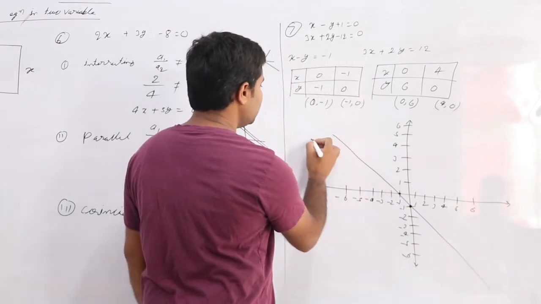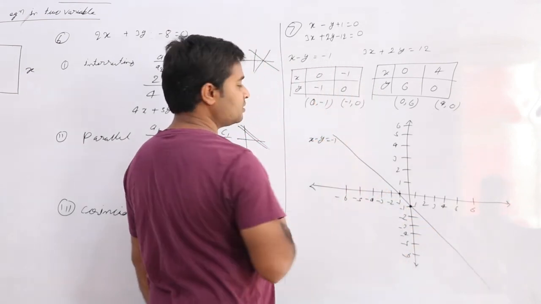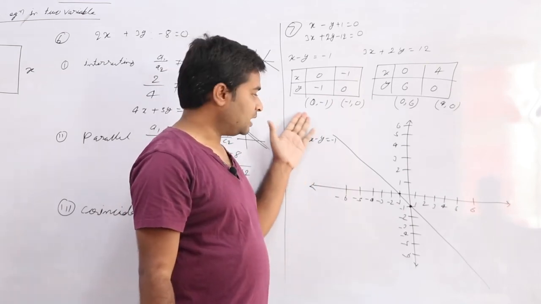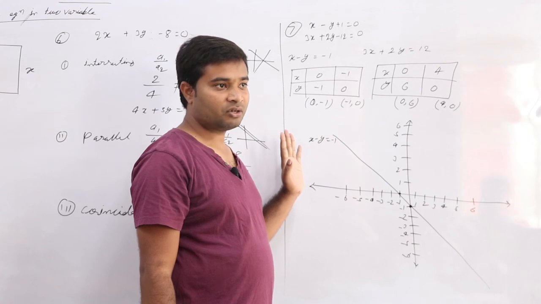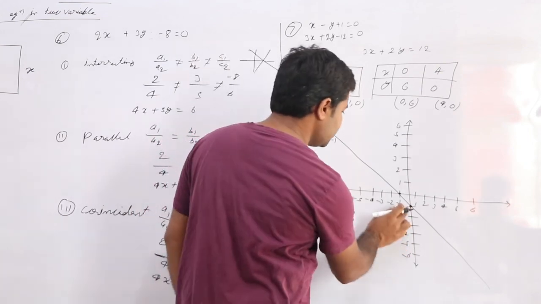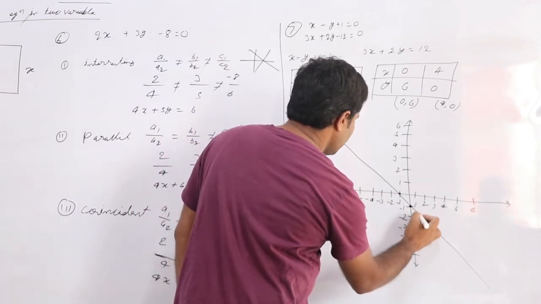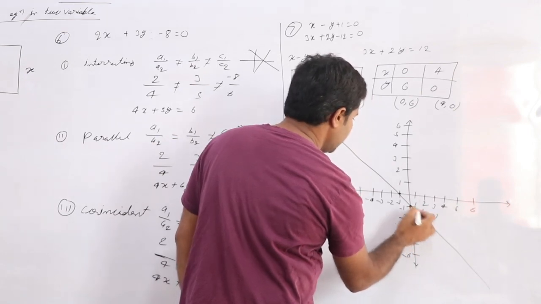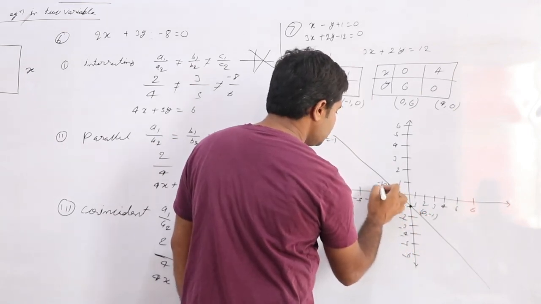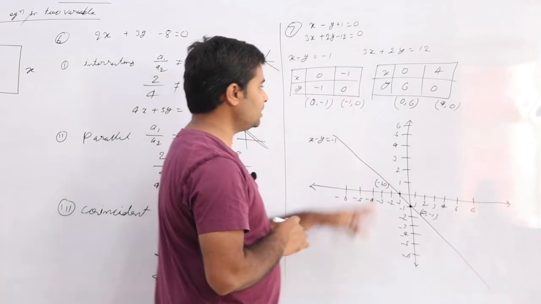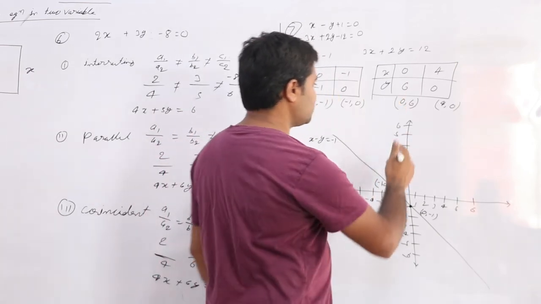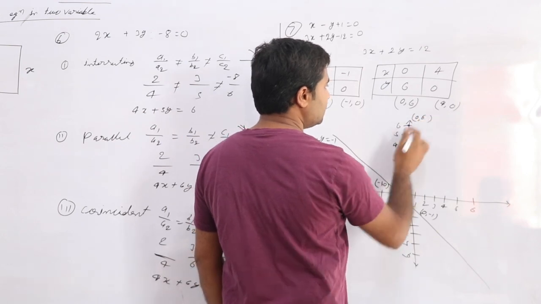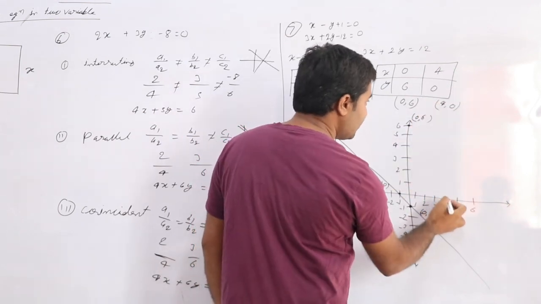What do you write here? x minus y is equal to minus 1. In the last question, if you couldn't learn, so I represented it properly here. Just write the coordinates here. What is this coordinate? 0 comma minus 1, and this is minus 1 comma 0. Now come here. x is equal to 0, y is equal to 6, this point, 0 comma 6. x is equal to 4 and y is equal to 0, this point.